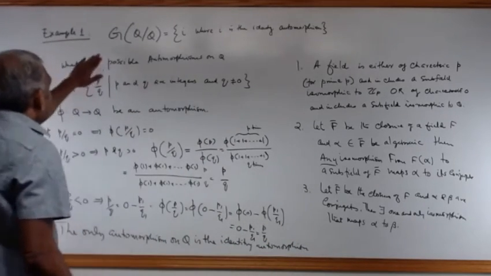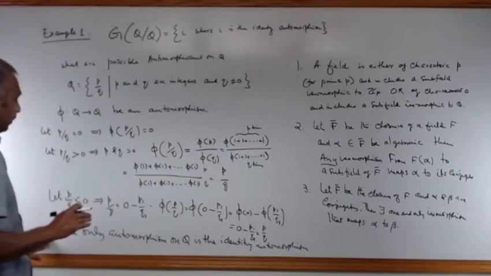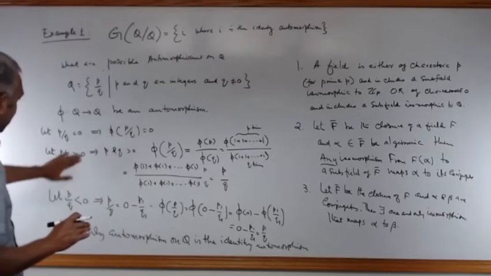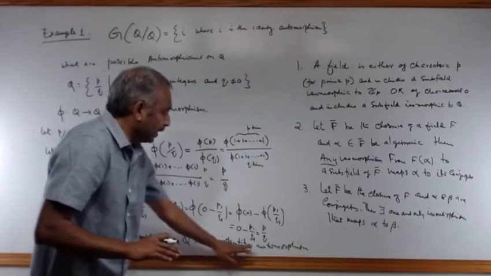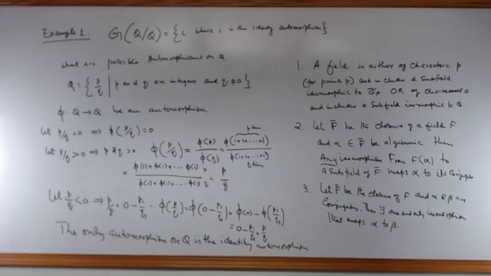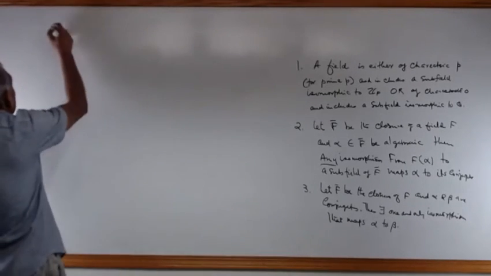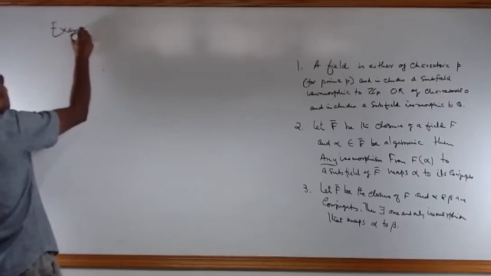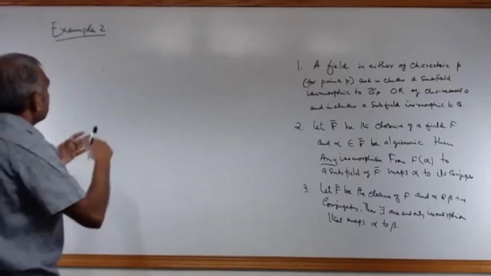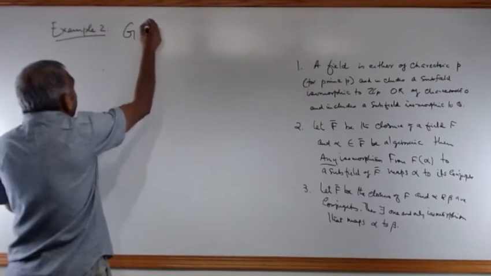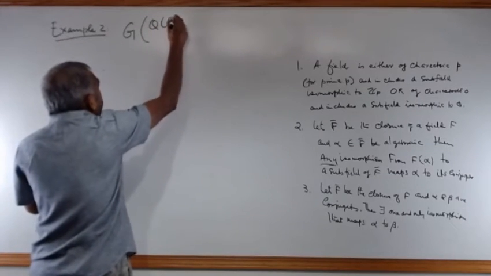This is not a part of our finding the group, but I just want to mention that in a prime field, in Q, the only automorphism is the identity automorphism. I'll do another example. Let us find out the group of Q of root 2 over Q.